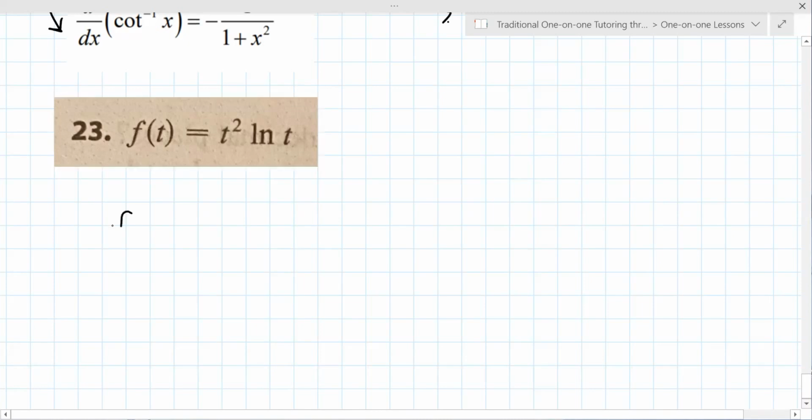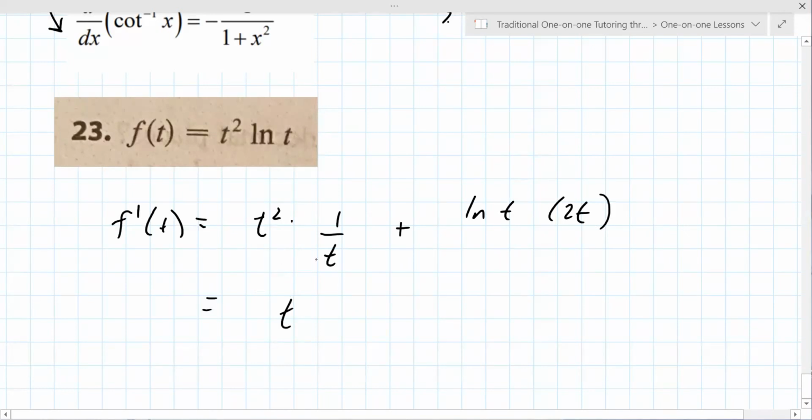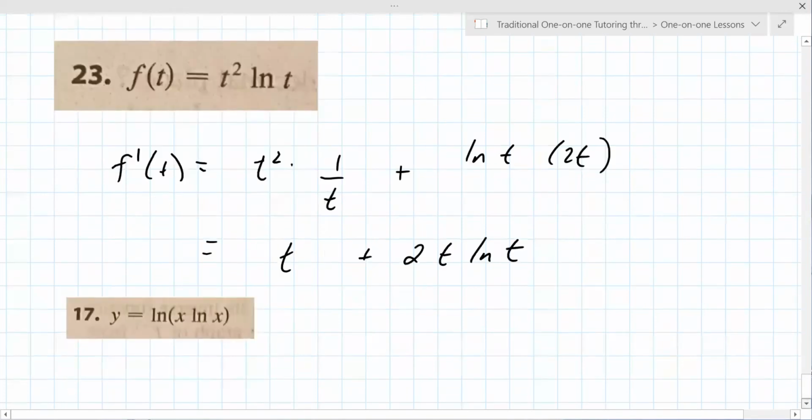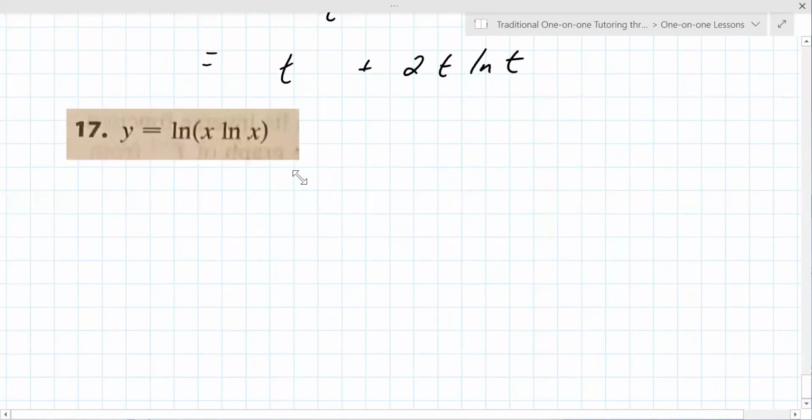Okay, so the derivative here is t squared times 1 over t plus natural log of t times 2t. And it's worth simplifying, whenever you have something like that. So this would be the official answer. Is that okay? Yep, that's what I got. Cool. Let's have you do 17, and then I'll talk about 25 with you. I know you can do 17 here. So again, give yourself about a minute.